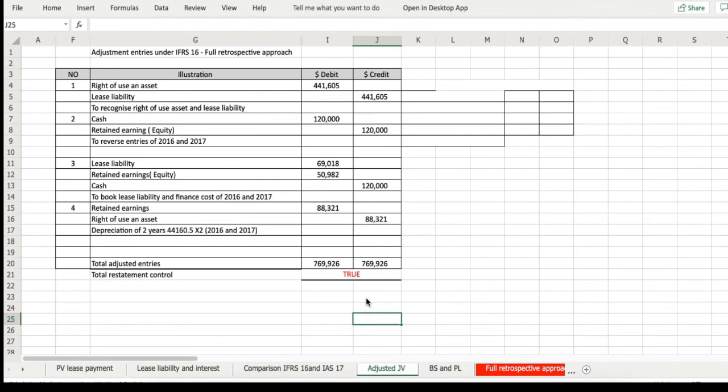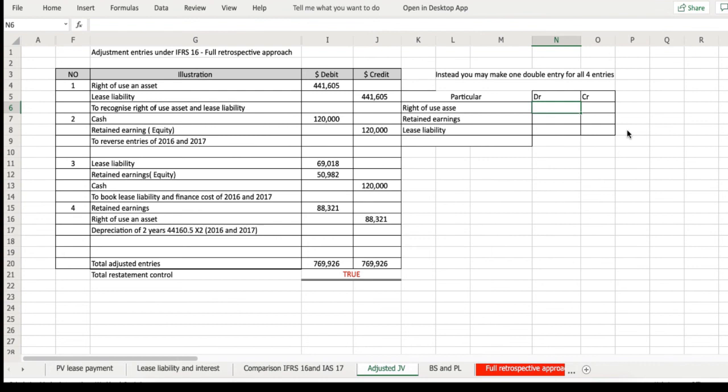So these are all the entries for the restatements before 1 January. In fact, practically we can make one double entry for all these 4 entries. I have done this just to show the breakdown of the entries. So let's make one double entry.